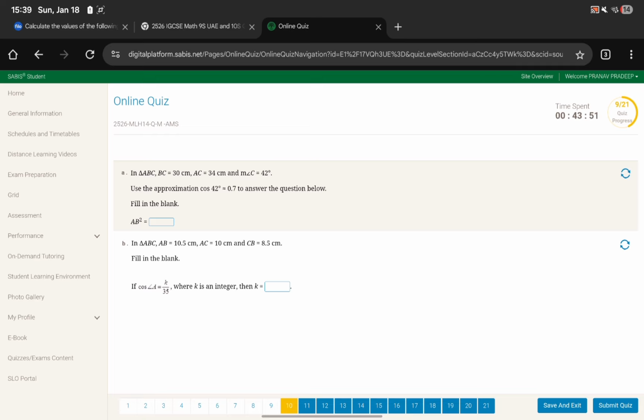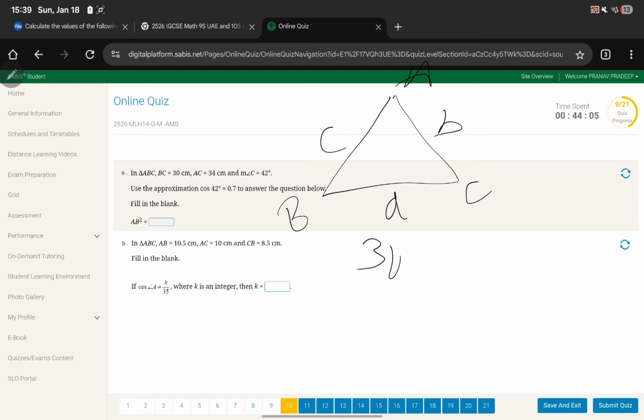Yeah. Again, just draw it. It's not that hard. It's just 8. Just do this. Don't forget to do this because it's really, really helpful. And then just put BC. What's the measure of BC? Just put 30 here, and AC is 34. Measure of angle C is 42.